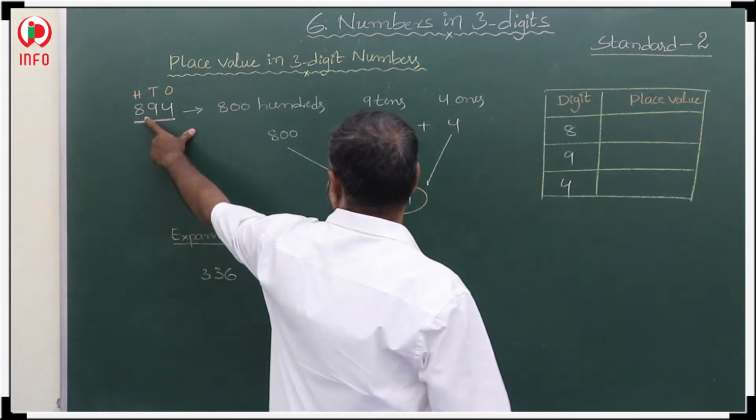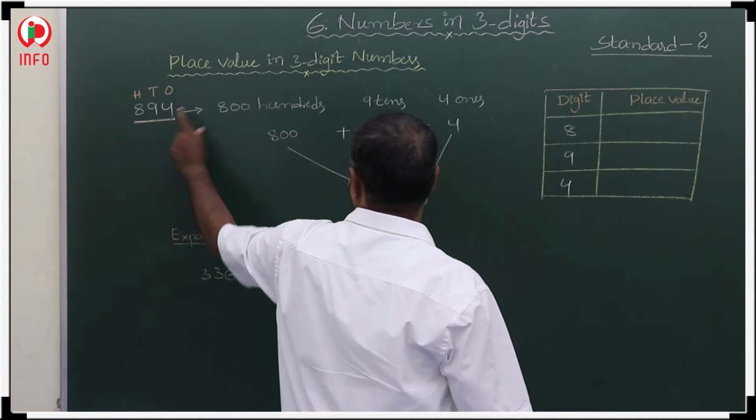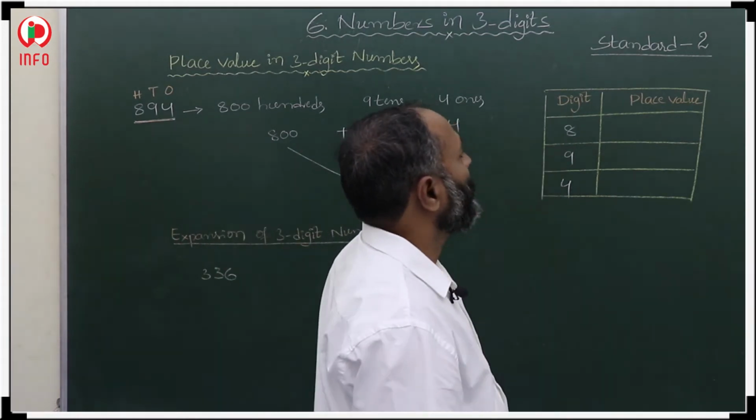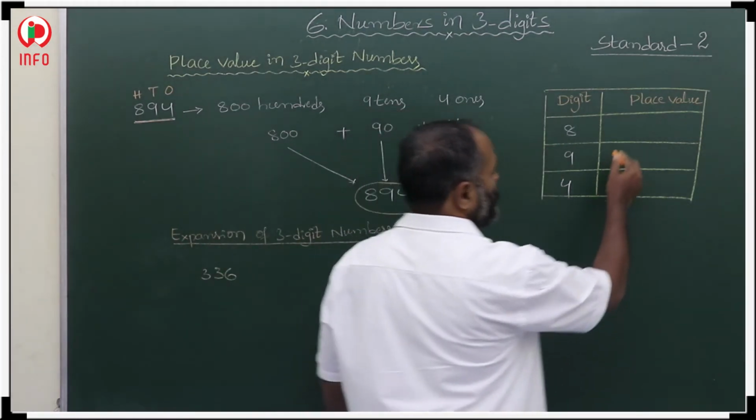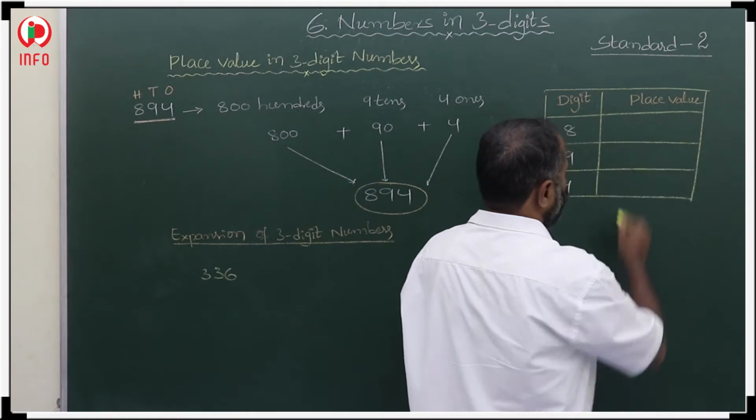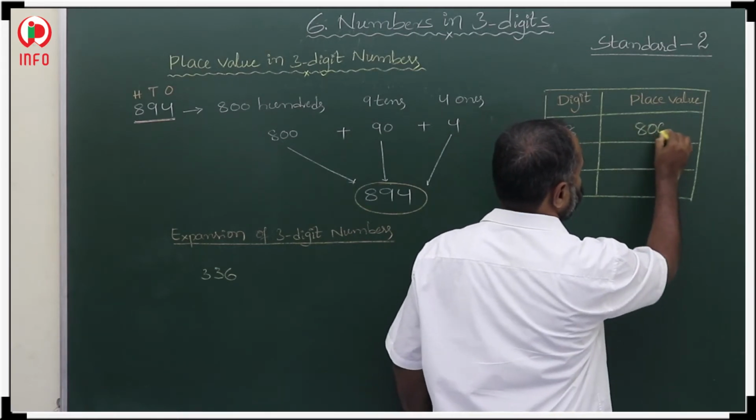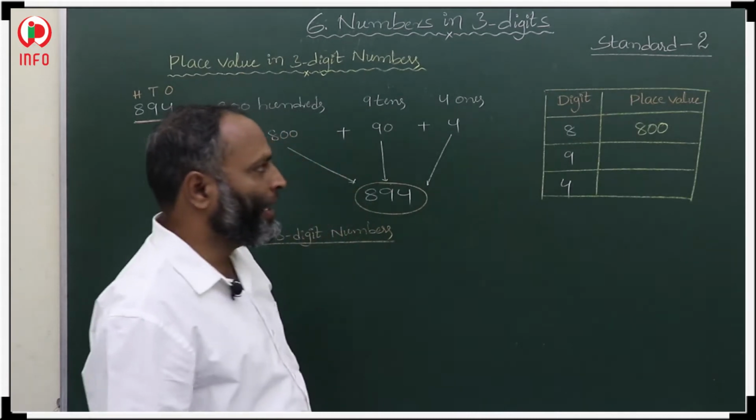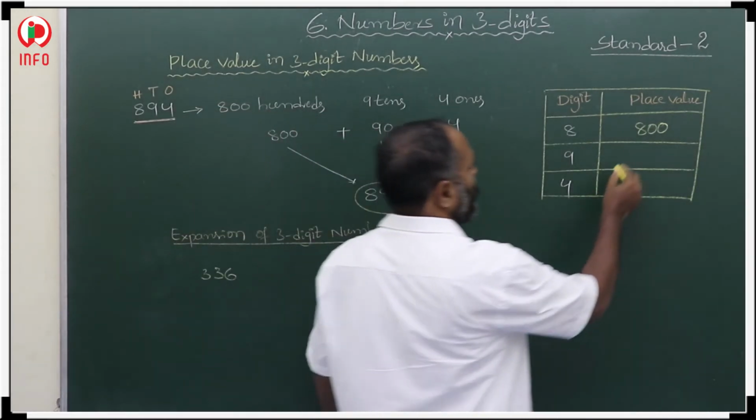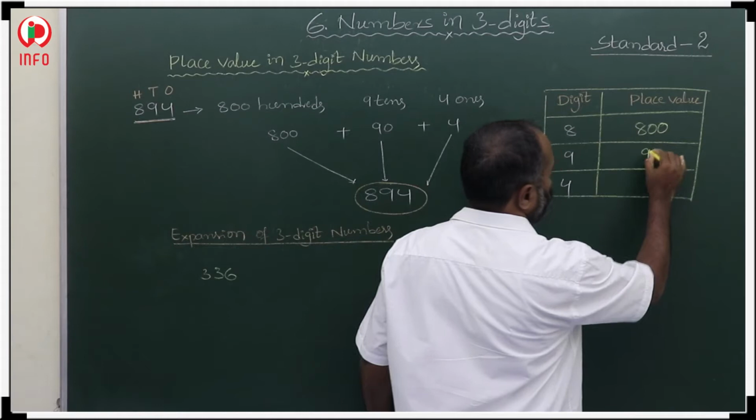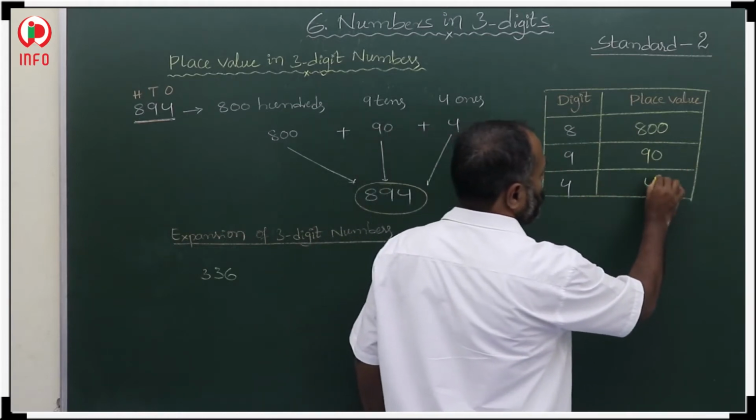Okay. Next, here digit. Here 8 is a digit and 9 is a digit and 4 is a digit. 8 in hundreds place, so that is 800. 9 in tens place, that is 9 tens, 90. 4 in ones place, that is 4.